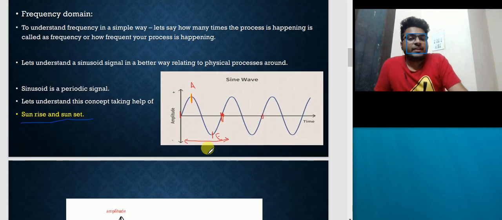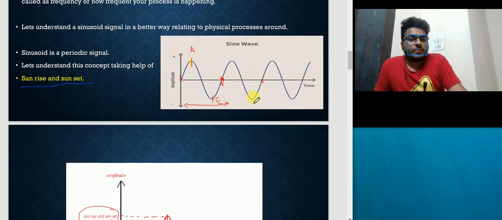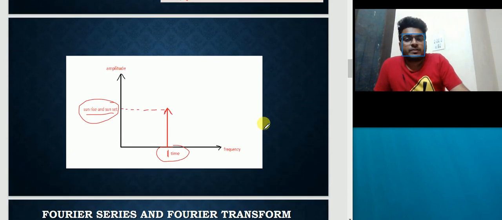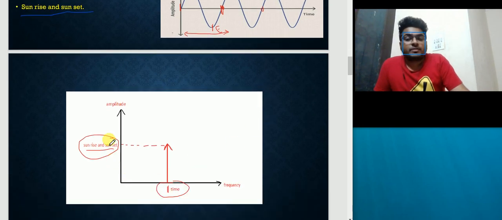Now this is a very basic understanding of a frequency. This is a process we represent in a graphical way for our better understanding, which can be represented using a mathematical formula. And now this mathematical formula can be explained in the frequency domain by understanding how many times the process is happening. The process of sunrise and sunset is happening one time. So that's why I drew an impulse.